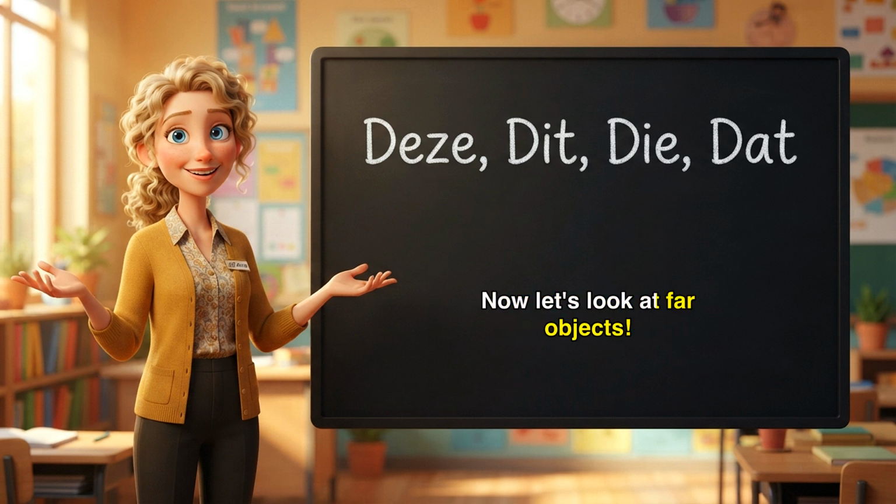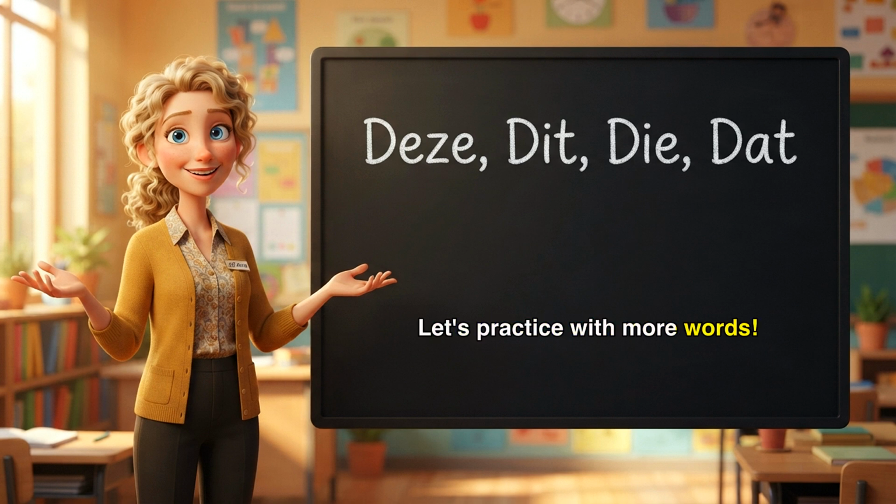Now let's look at far objects. Use die for far de words. Use dat for far het words. Die man is daar. That man is there. Dat boek is daar. That book is there. Let's practice with more words.